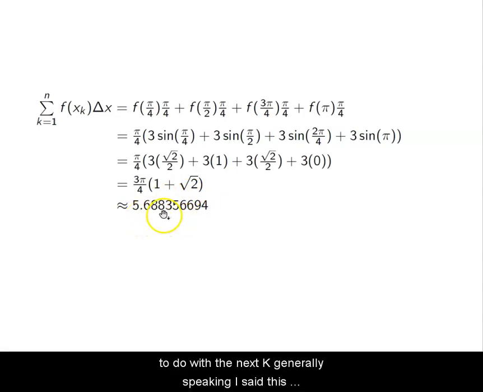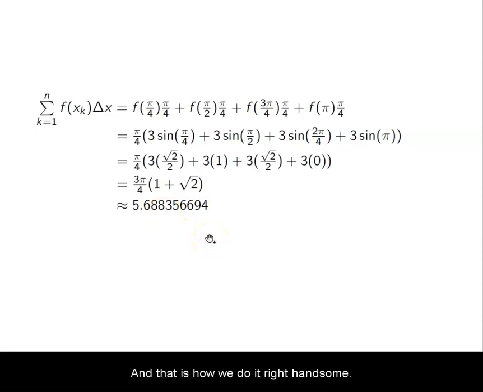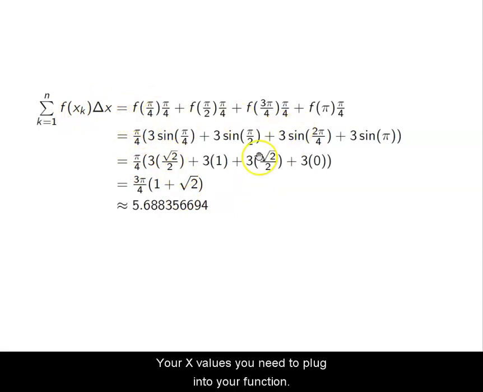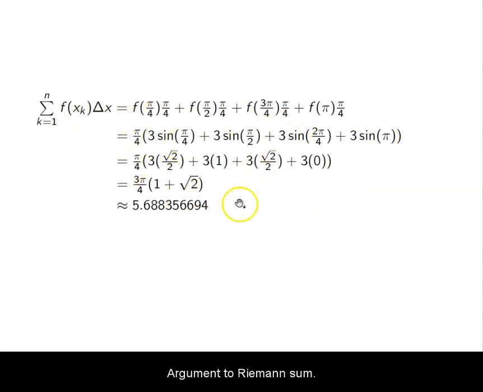Generally speaking, I said this before, 4 decimal values is good. So 5.6884, rounding this up, would be all you really would need in order to do calculations with it, unless I told you you needed more decimal values. And that is how we do a right-hand sum. Very straightforward. Figure out your delta x, your x values you need to plug into your function, and just plug them into your Riemann sum and add them all up.